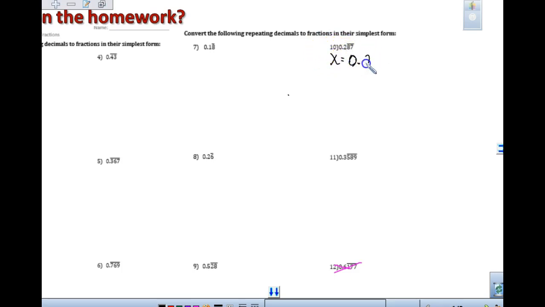We have 0.287, and then what would I put down? 8787, right? So that shows me that the 87 is repeating.